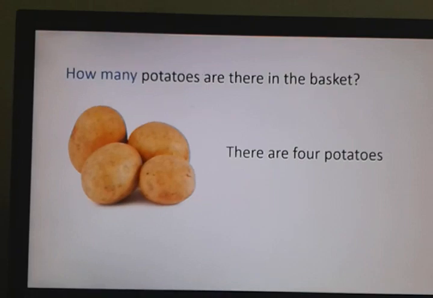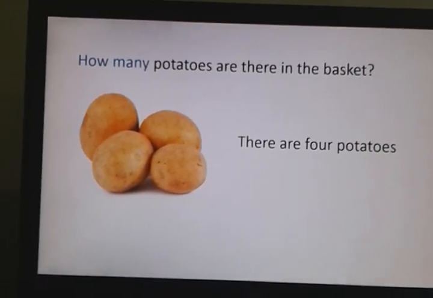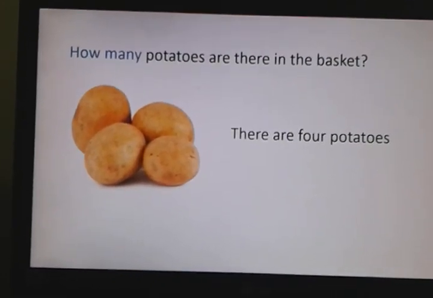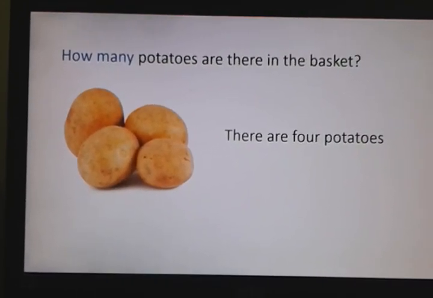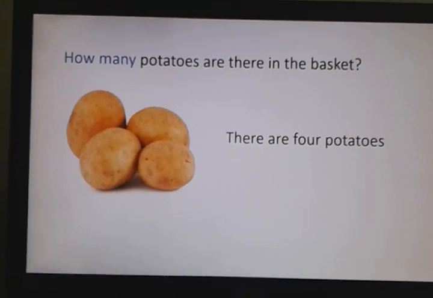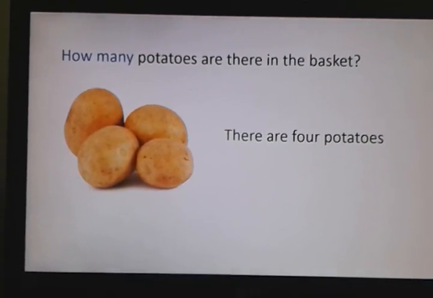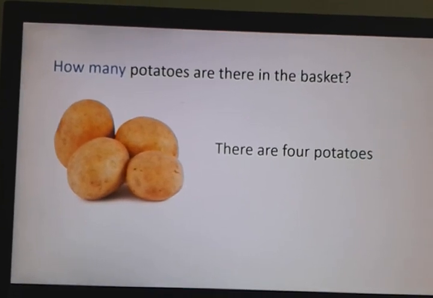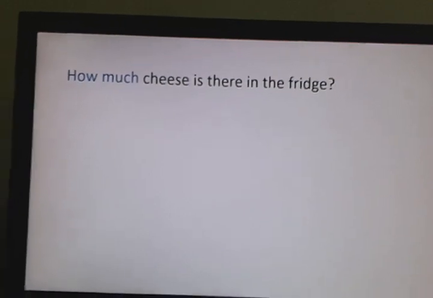We need to remember countable nouns have both singular and plural form, and uncountable nouns have only singular form. Recordando que los contables tienen forma tanto singular como plural y los incontables solamente tienen forma singular. Next. Now let's practice these questions.